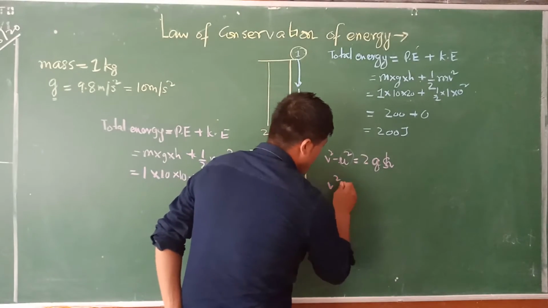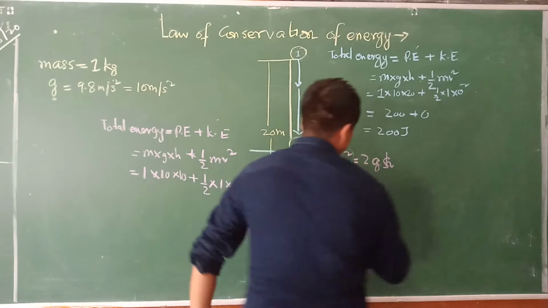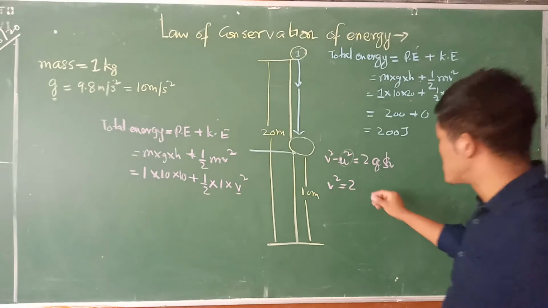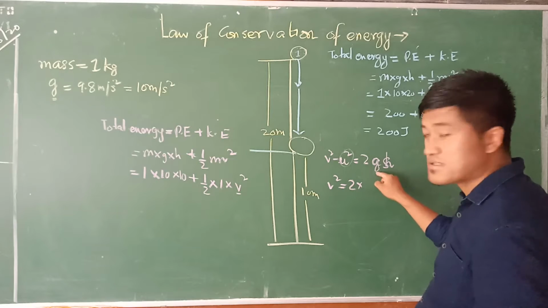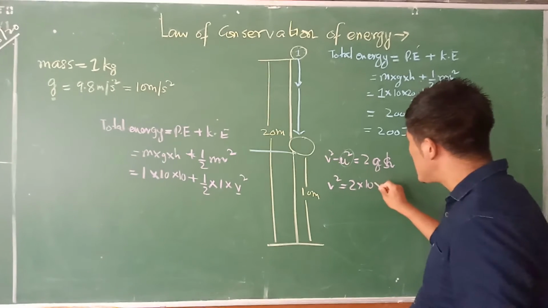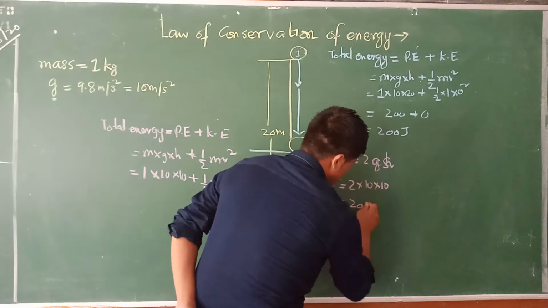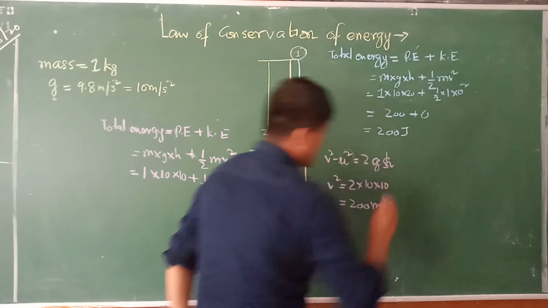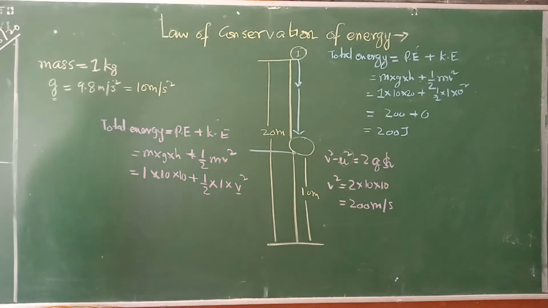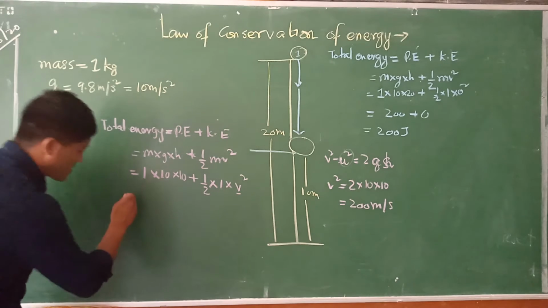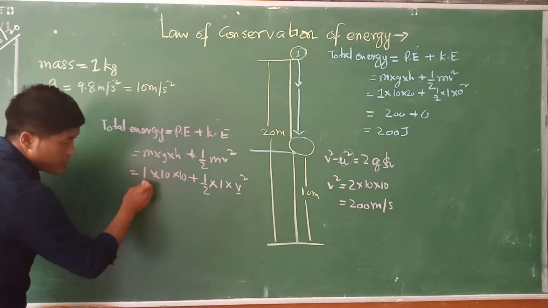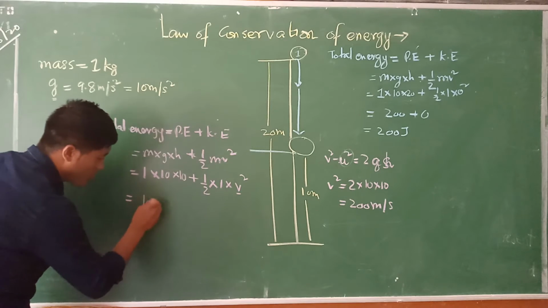So v square is equal to 2, right? v square is equal to 2 into how much is gravity? 10 into height is 10. So how much are we getting? 200 meters squared per second squared. Understand? Now this is becoming pretty easy here.